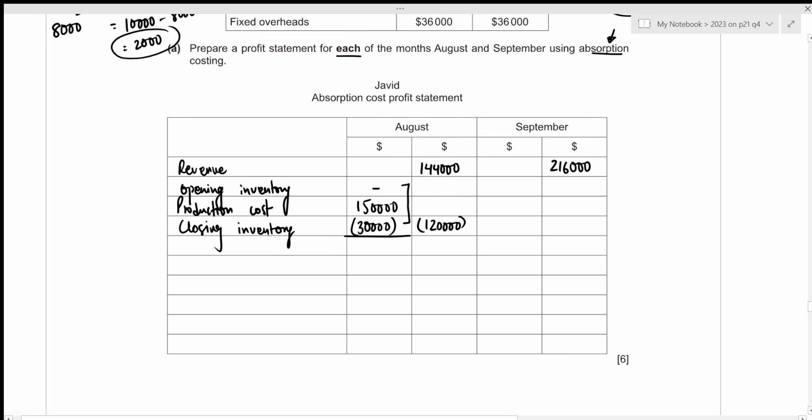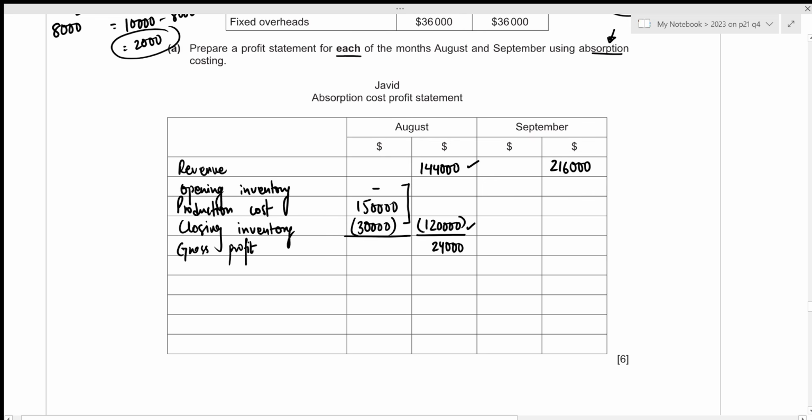And this also we need to subtract from our revenue in order to get our profit, or the gross profit in this case. And remember, this is not the final profit, because we are operating under absorption costing, which means that we also need to adjust for any under absorption or over absorption. So the gross profit will be 144,000 minus 120,000, which is 24,000.